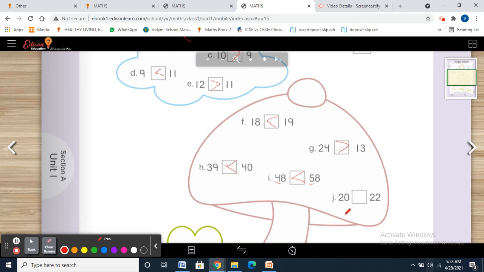Now you can see the tens place value 2 is there in both, so I have to go on to the ones place value. So 22 is greater than 20. Why? Because 20, 21, 22. The smaller number comes first and the bigger number comes later on. So 22 comes later on, so 22 is bigger. Or you can check the place values of the numbers.